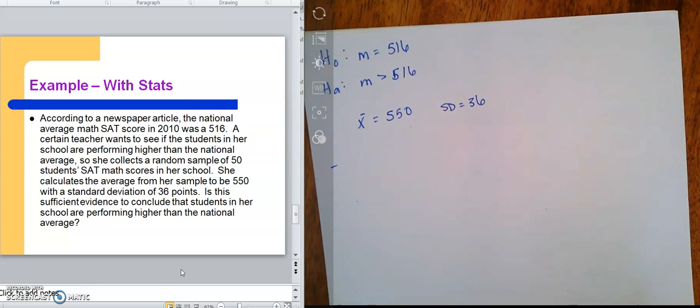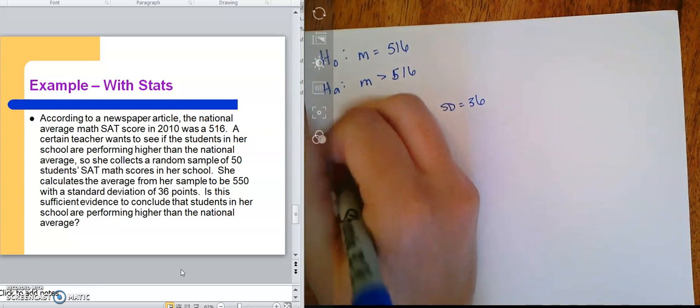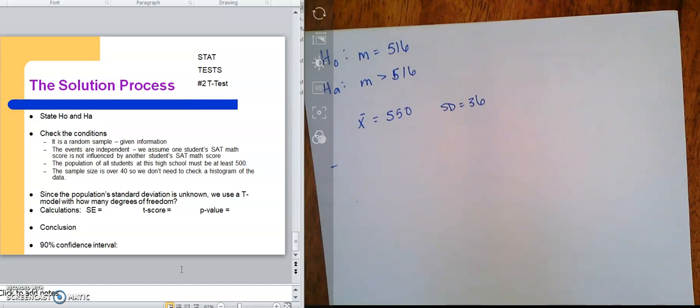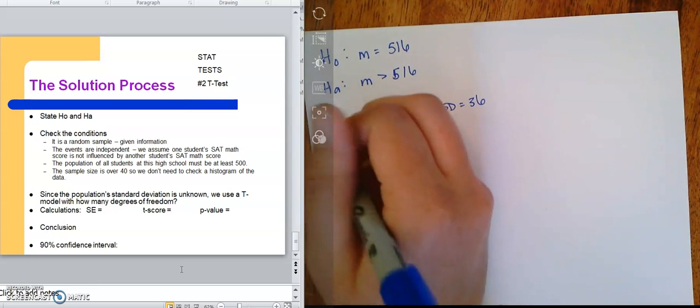I'm running out of time on the video, so I'm going to go quick. Actually, they might be listed. There we go. Good. Random and independent. We need the population to be at least 500, and our sample size is over 40, so we don't need to check a histogram. But make sure you write those down. For this one, don't forget conditions.